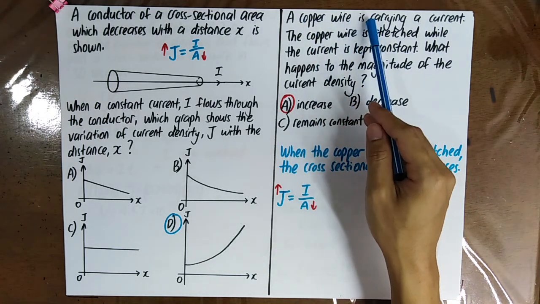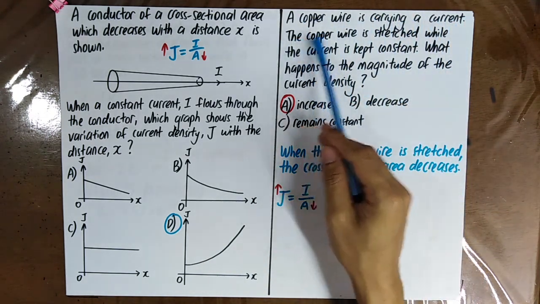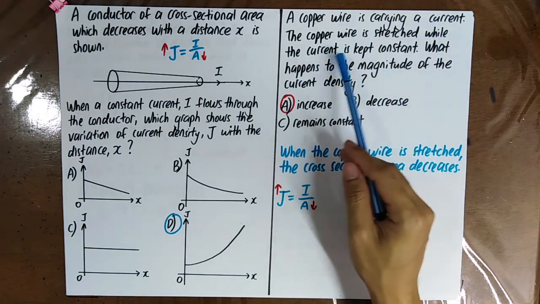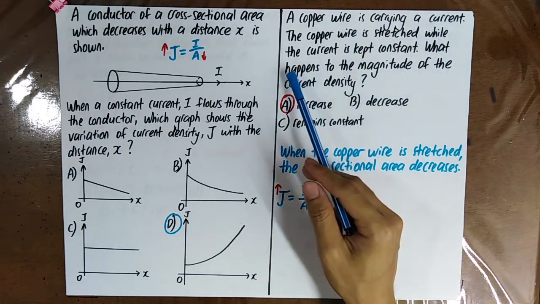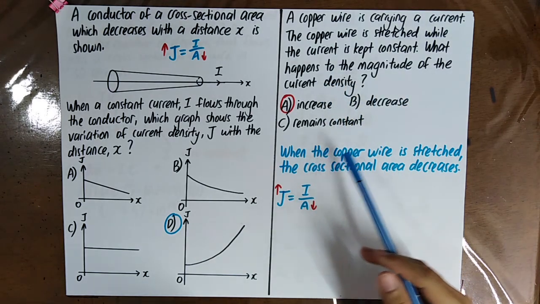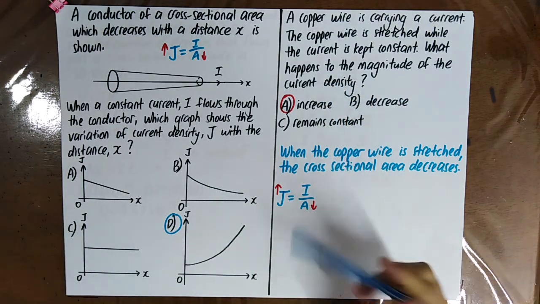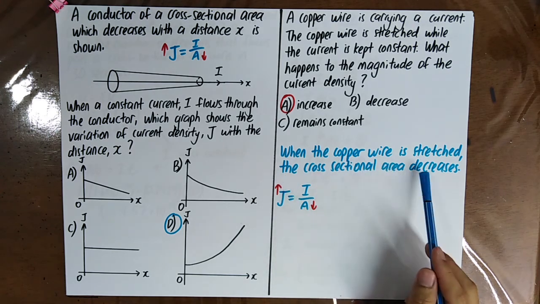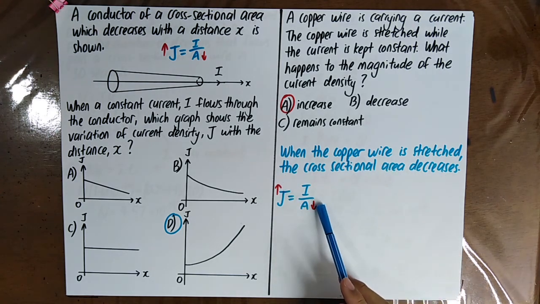A copper wire is carrying a current. The copper wire is stretched while the current is kept constant. What happens to the magnitude of the current density? Okay, while the copper wire is stretched, you know that the cross-sectional area will decrease. When area decreases, J will increase.